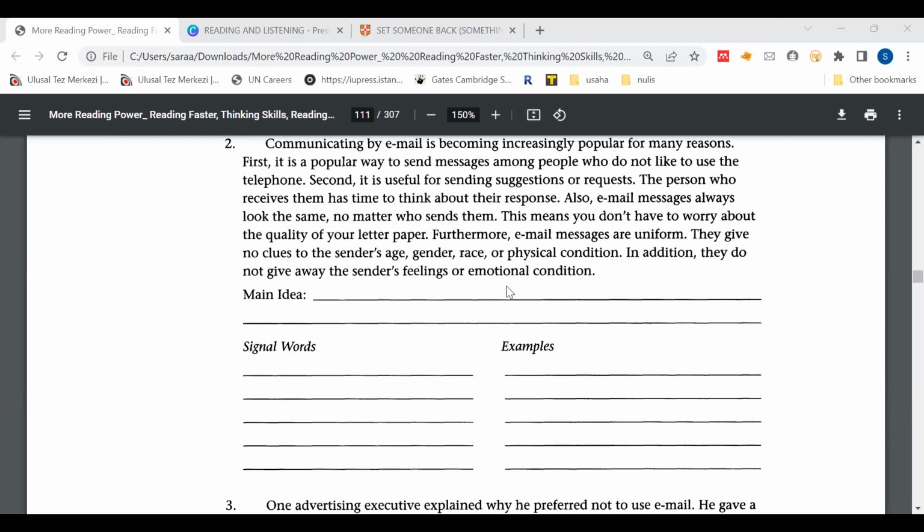The words are different, actually. Any difficult words? Which one? All of them. Okay. Increasingly, what is increasingly?